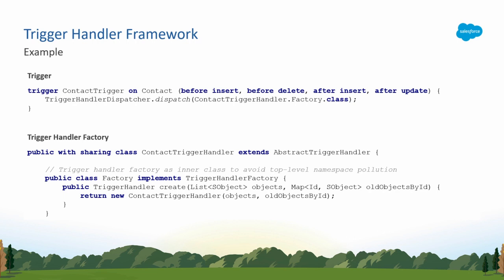So the trigger at the top, as promised, is a one-liner. We include in the library trigger handler dispatcher. You just call a class method dispatch, and you give it the class constant of your factory.